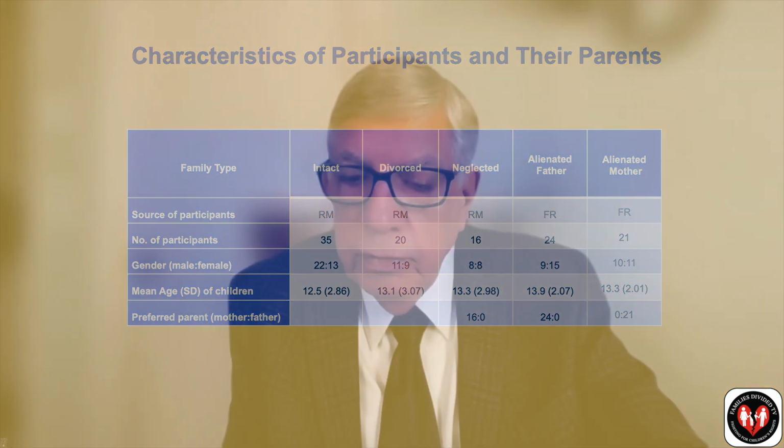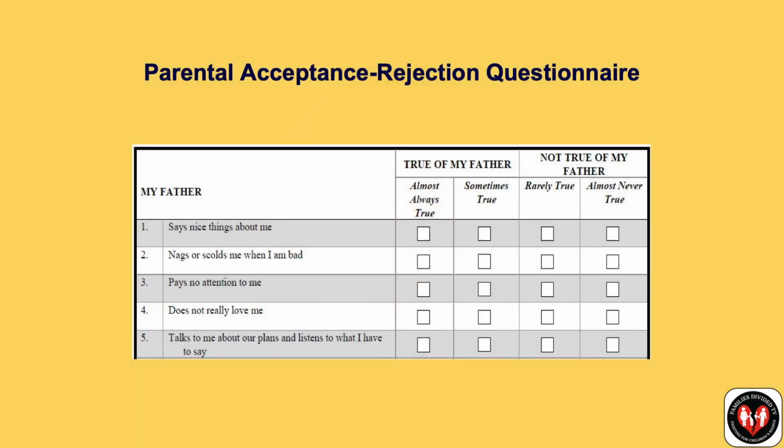So this questionnaire has been around for many, many years. In other words, it wasn't developed specifically for this research. It's called the PARQ, the Parental Acceptance Rejection Questionnaire. And it asks 60 questions about mom, and then the same 60 questions about dad.